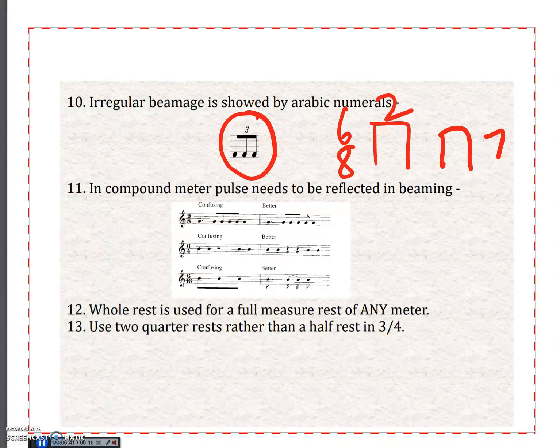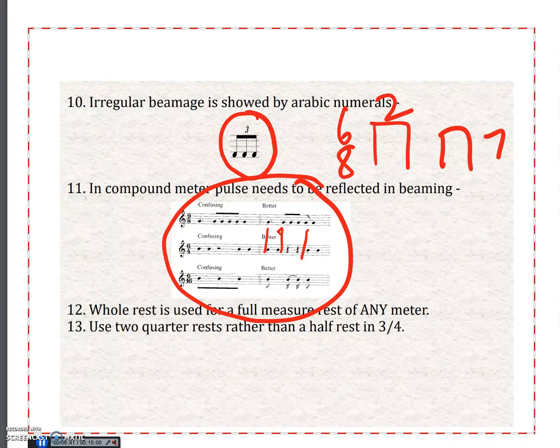Okay, number 11, in compound meter, the pulse needs to be reflected in the beaming. Really, really important. So if you look at this here, it's very confusing to have a dotted quarter and then 4/8 beamed together and then the quarter note. You really have to do it per the beat. Here's a beat, here's a dotted quarter, here's a dotted quarter, okay? It's always going to be that way. We're going to spend a lot of time doing this in class, don't worry.